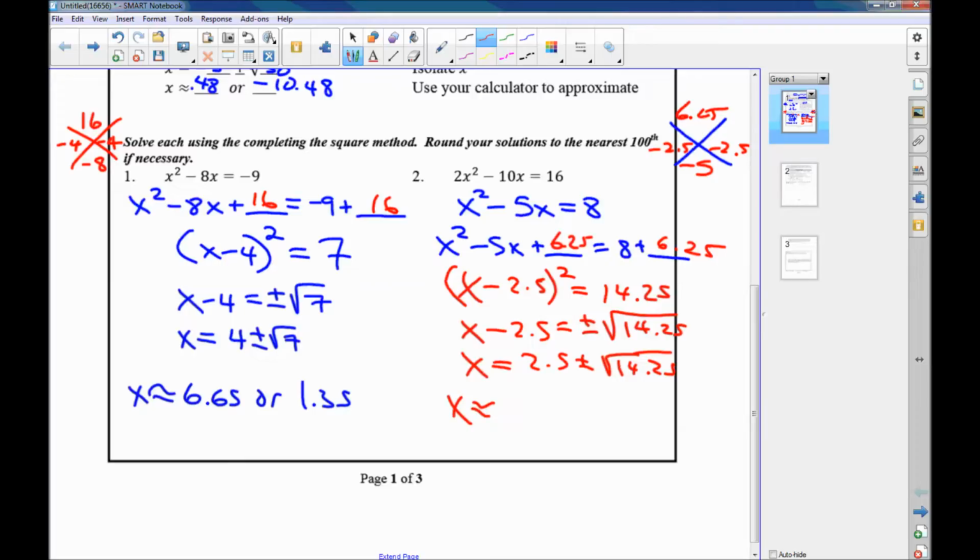So our first one would be 2.5 plus the square root of 14.25. And I got about 6.27. And our second answer is going to be the same thing, but we're going to do subtraction of the square root instead. So 2.5 minus the square root of 14.25. This is going to be negative 1.27.